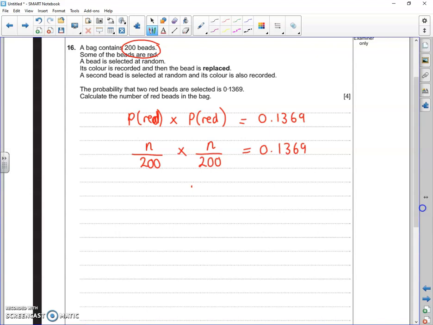Now, if you actually times them together, what you get is n squared over 400 equals 0.1369. To get n on its own and not squared, your first job is to bring that 400 up and times by 400, and that'll give you what n squared is. And then if you square root, you should get 74. So there are 74 red marbles, beads, whatever they are, in the bag. 74 over 200 times 74 over 200 equals 0.1369. So a reverse probability question, not particularly nice, that one.